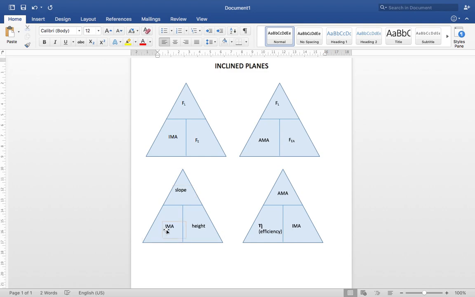So if you have to find IMA, what do you do? You cover it. You'll get the formula. IMA is slope over height. If you have to find the height, you cover that. Height is slope over IMA, and so on. So if you memorize these 4 triangles, everything will become super easy for you.